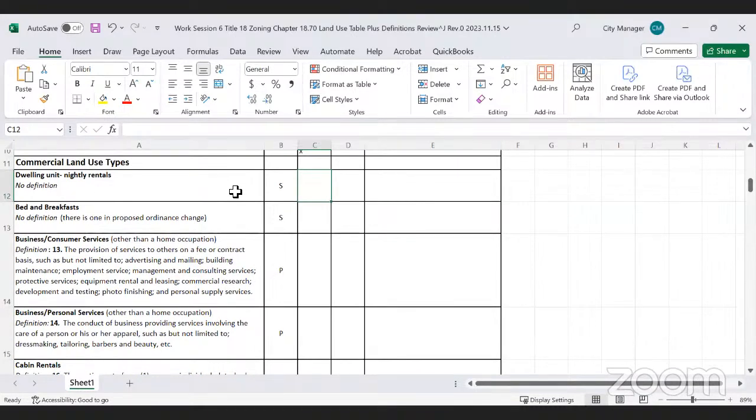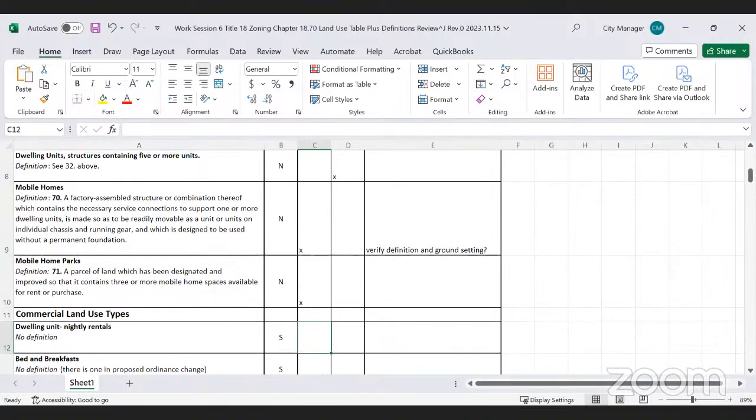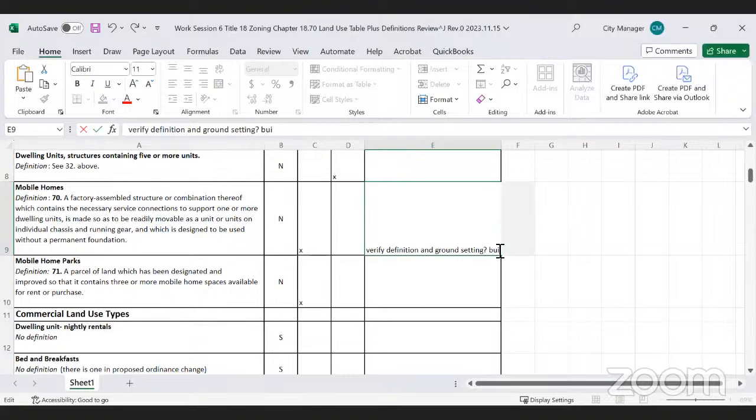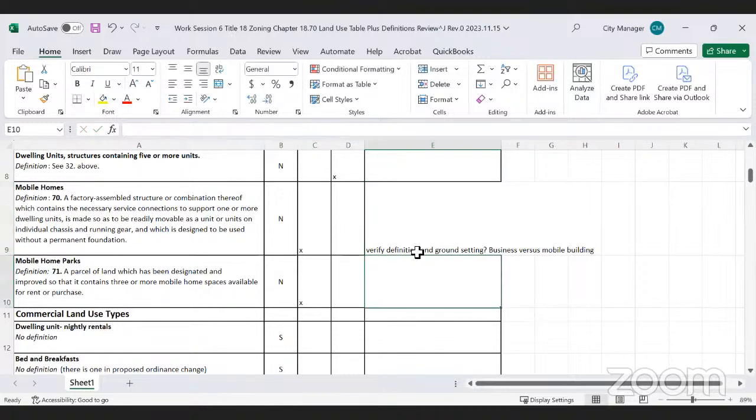So mobile home says it's going to be used as a residence, but you could have a mobile building that is occupied as a business. What do they call those things? You know, they use them on construction sites all the time. Is that going to be another category that is already in here? That's mobile home means residence or mobile building, I guess. I just was wondering if that is a different thing.